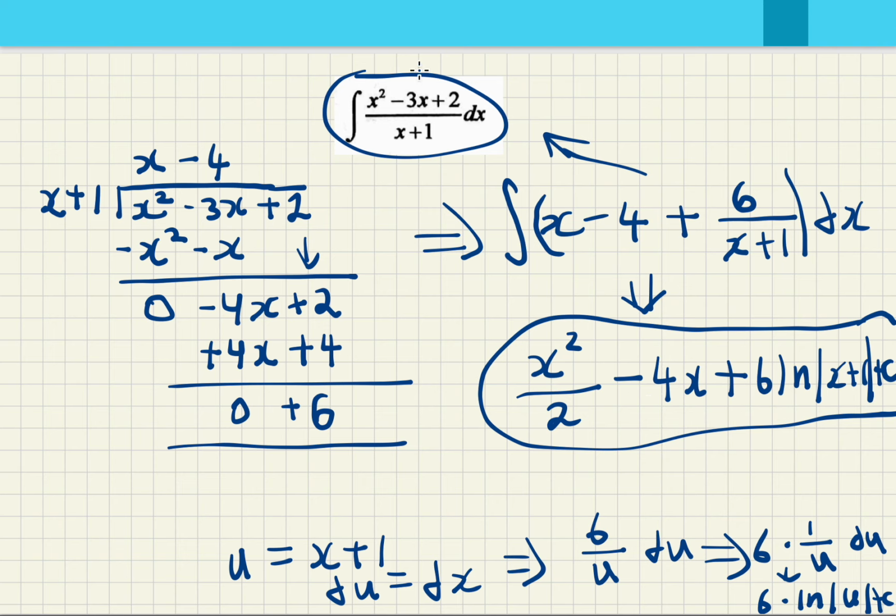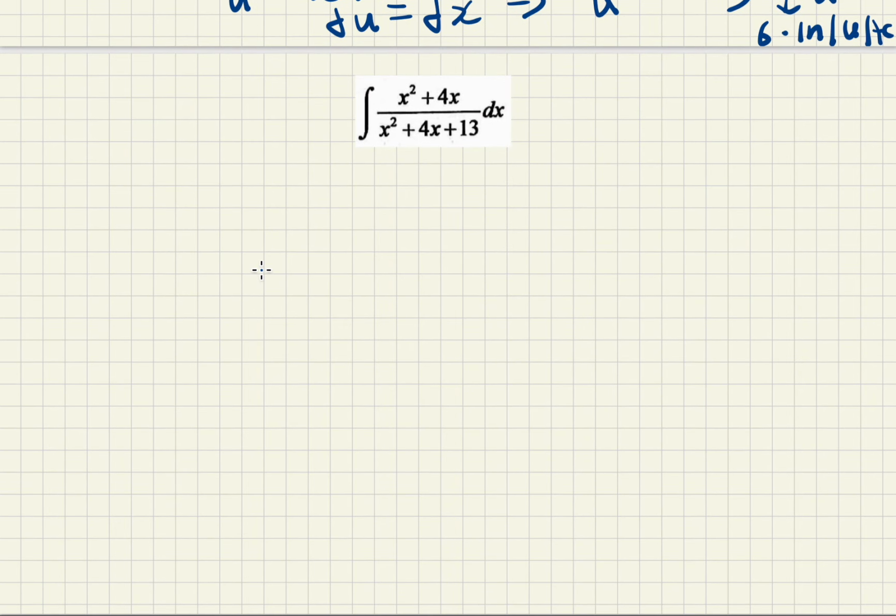So what we did was we found this expression to be too difficult to use a power rule or use the u substitution. So we did long division to simplify it, and then we used the power rule and a simple u substitution. For this question, we'll have to use long division as well as completing the square.